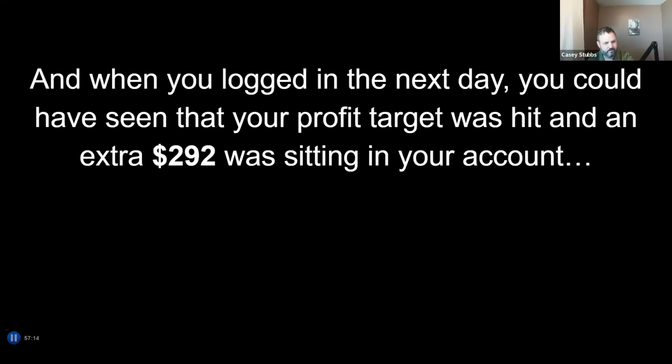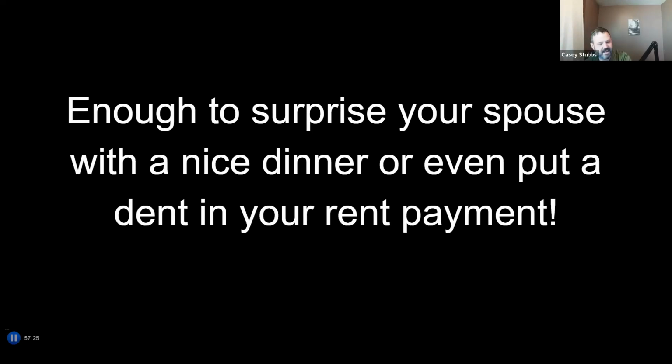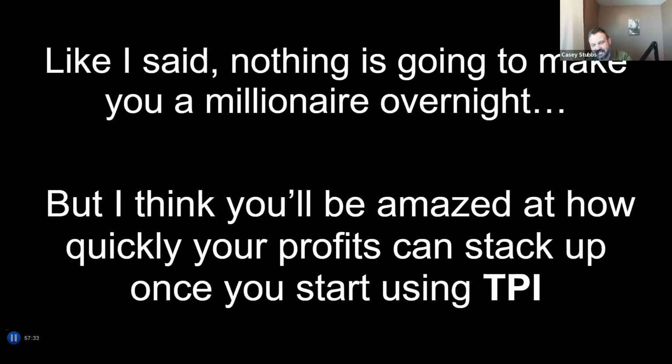And when you logged in the next day, you could have seen that your profit target was hit and an extra $292 was sitting in your account. Enough to surprise your spouse with a nice dinner or even put a dent in your rent payment. Like I said, nothing is going to make you a millionaire overnight, but I think you'll be amazed at how quickly your profits can stack up once you start using the TPI.